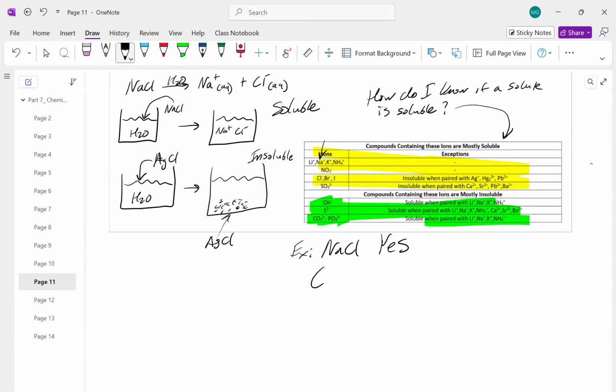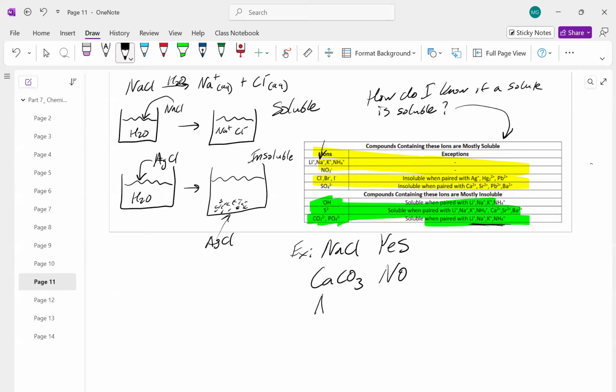Now let's look at another one, calcium carbonate. I can't find calcium anywhere on this table, but I do see carbonate. And carbonate is down there in the green. It says compounds containing these ions are mostly insoluble, except soluble when paired with lithium, sodium, potassium, ammonium. Well, this carbonate's not paired with any of those. So calcium carbonate is not soluble.